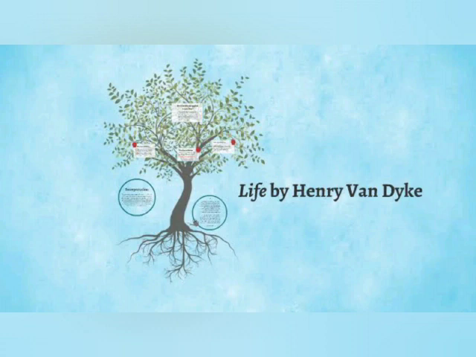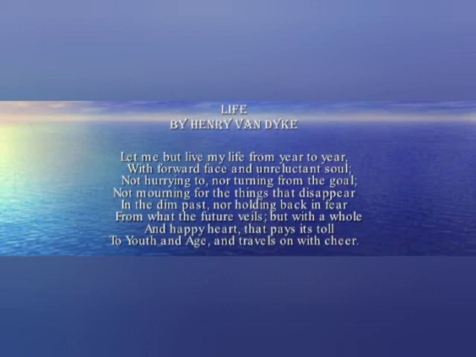Let's see the explanation of the poem line by line. First stanza, octave. "Let me but live my life from year to year." The poet says, let me, which means allow me to live my life from year to year. And in the second line, he says how he wanted to live. "With forward face," which means in life, sometimes there are ups and downs. There are some obstacles, but we should move forward "and unreluctant soul." Unreluctant means willing to achieve something bigger in our life.